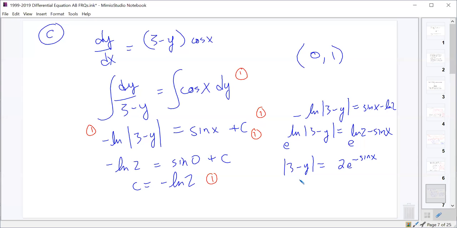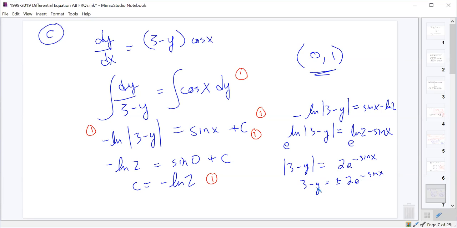Okay, then we'll clear off the absolute value, which gives us a plus or minus here. And we'll have to determine then which one we want. So how do we determine if we want the plus or the minus? We need to go back to our initial condition. If I plug in 0 for x and 1 for y, it needs to be true.